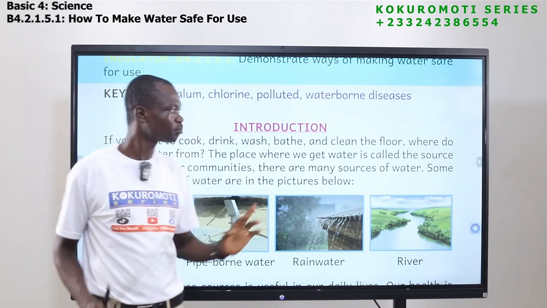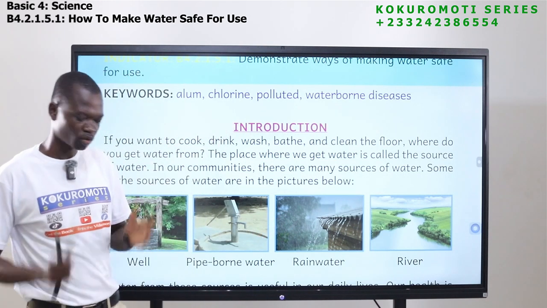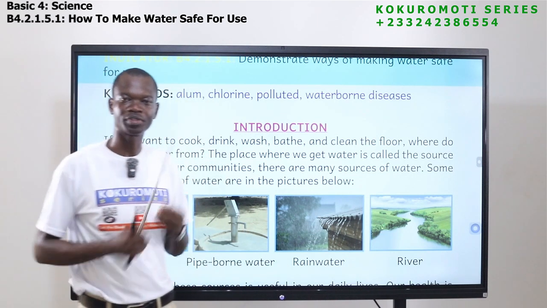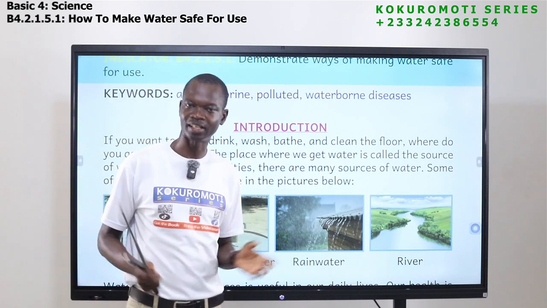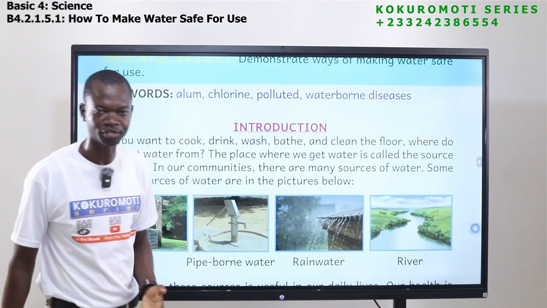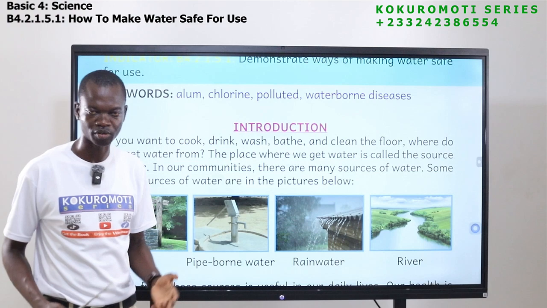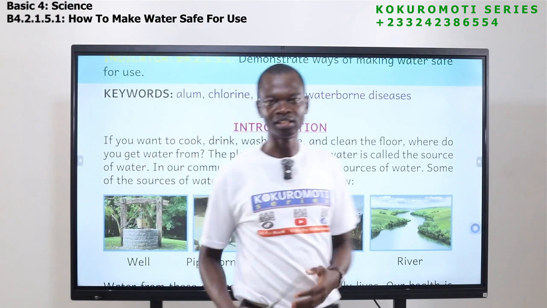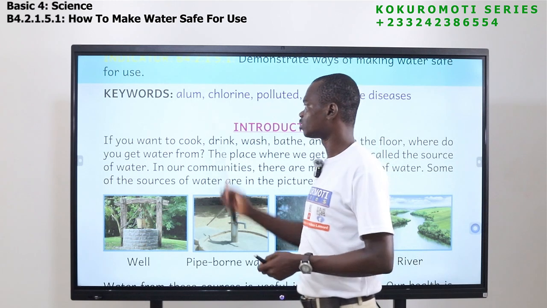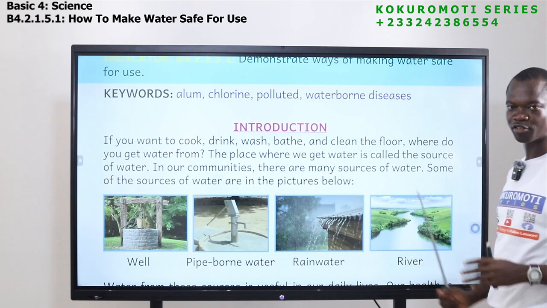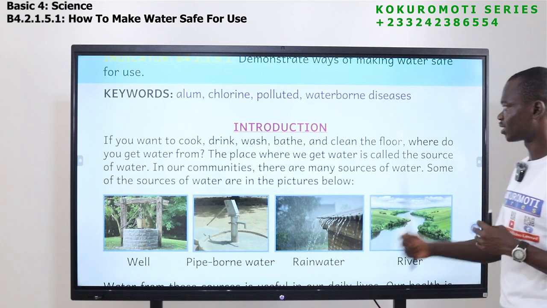Alum doesn't kill germs. But with chlorine, one, it will kill all germs. Two, it will also purify the water. It will make it clean. So that is what you should know. Alum is used to purify water, chlorine too is used to purify water. But the difference is that one kills germs, the other does not. Alum doesn't kill germs, but chlorine kills germs, apart from purifying the water or making it clean.